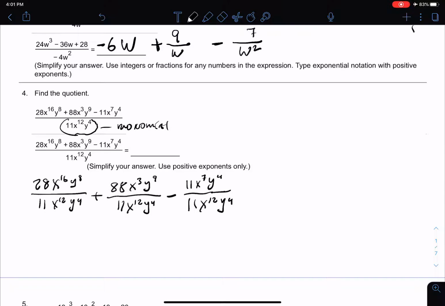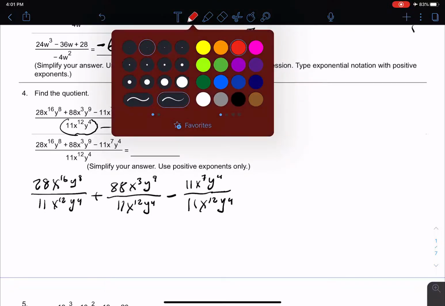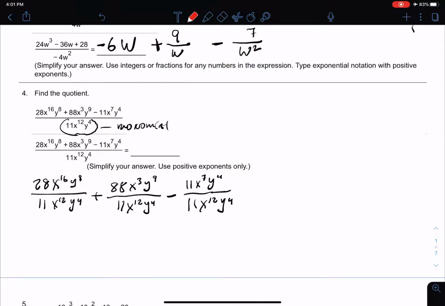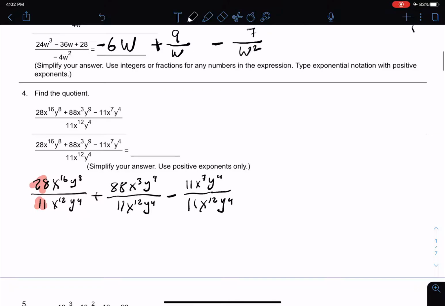Okay, so now we have to do our reducing. Let's look at our coefficients, and that 28 over 11 doesn't reduce, does it? So that has to stay as simply, and I'm going to write it right here. I'm going to get rid of my monomial labeling because it's kind of in my way. But anyhow, 28 over 11 does not reduce, so it's still 28 over 11.